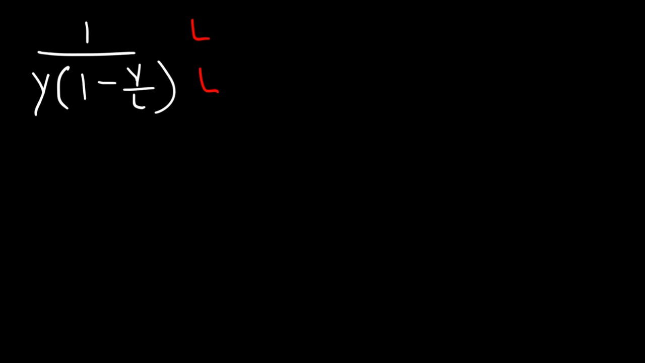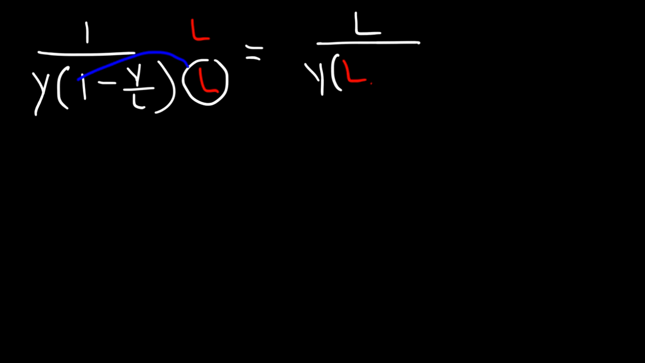Now the first thing we need to do is modify this equation. We need to use partial fractions to put it in a form that we can integrate. But first, let's multiply the top and the bottom of the fraction by L. So on top, this is going to be L. Now we're going to distribute L to the two things inside the parentheses. L times 1 is simply L. So this is going to be y times L. And then we're going to have minus L times y over L. The L's will cancel, and so you're just going to get y.